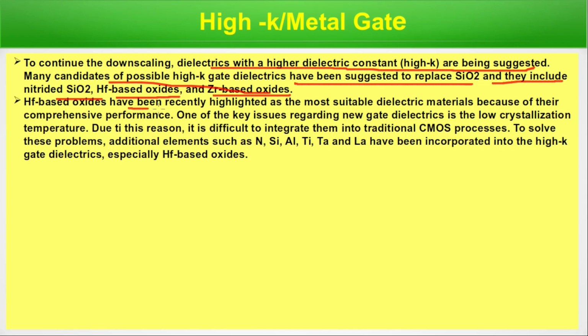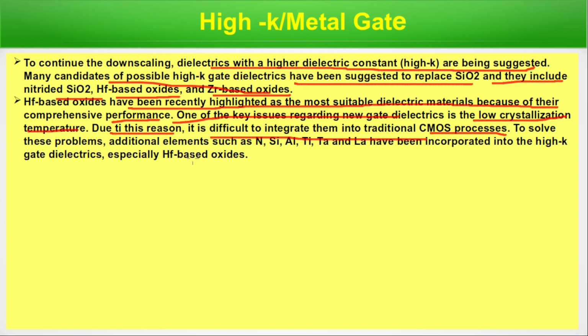Hafnium-based oxides have been recently highlighted as the most suitable dielectric materials because of their comprehensive performance, and they have been included basically. One of the key issues regarding new gate dielectric is the low crystallization temperature. Due to this reason, it's difficult to integrate them into traditional CMOS processes. If their crystalline temperature is quite low, within the process it can get crystallized.